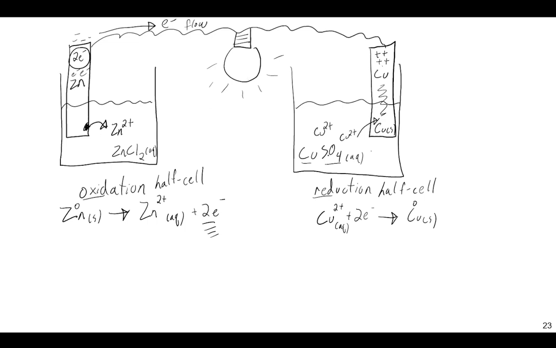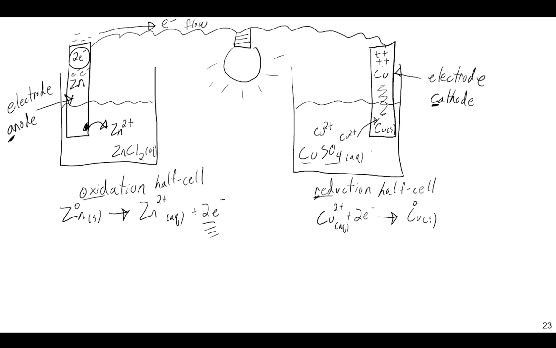Now, each beaker, as I've said, is called a half cell. It contains a half reaction. And each metal here is an electrode. So we have a zinc electrode and a copper electrode. And specifically, we have names for the oxidation electrode. It is called the anode. Oxidation and anode both start with vowels. That's how I remember that. Whereas reduction and cathode both start with consonants. That's how I remember that. So reduction happens at the cathode.